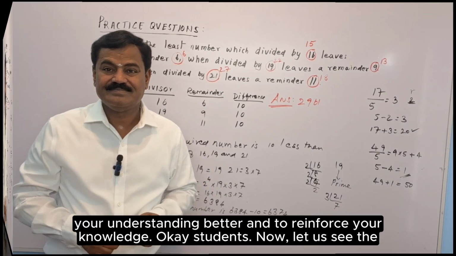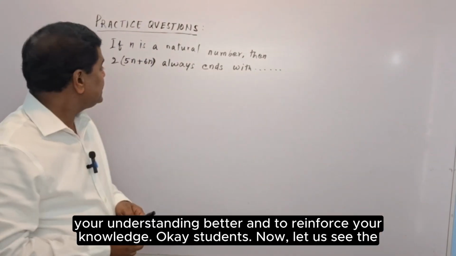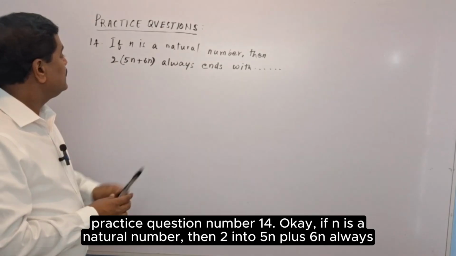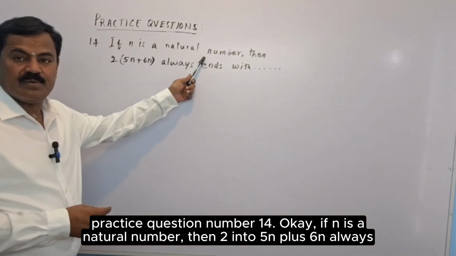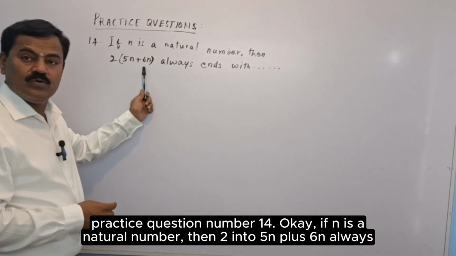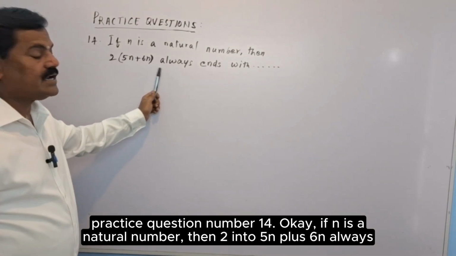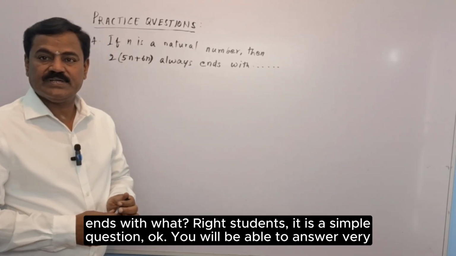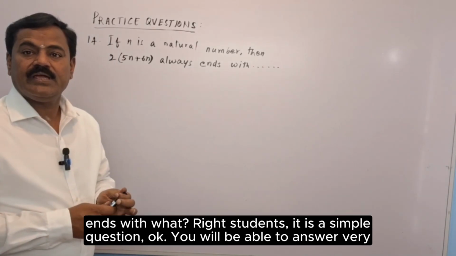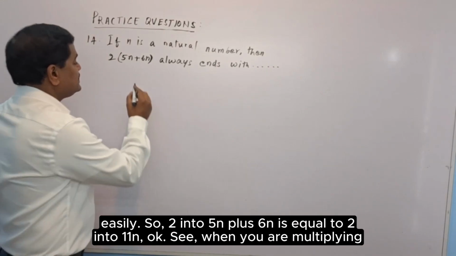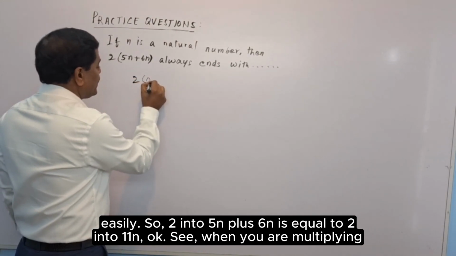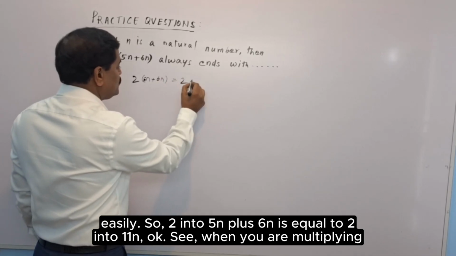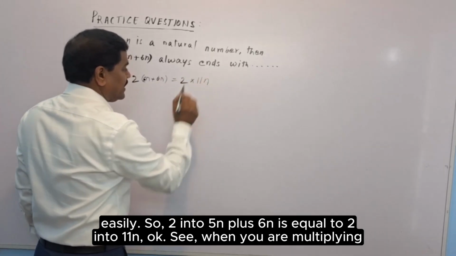Now, students, let us see practice question number 14. If n is a natural number, then 2 into 5n plus 6n always ends with what? It's a simple question, you will be able to answer very easily. So 2 into 5n plus 6n is equal to 2 into 11n.